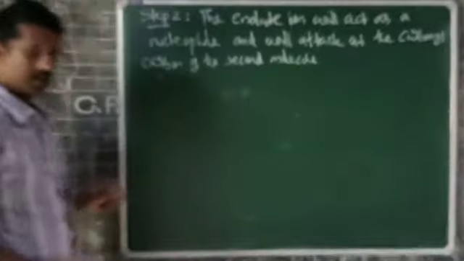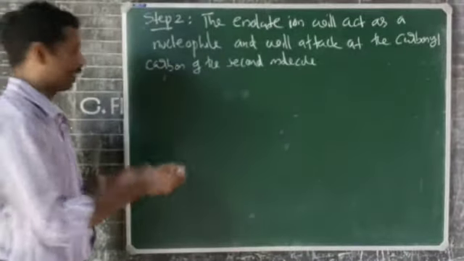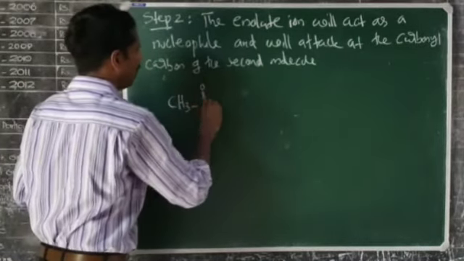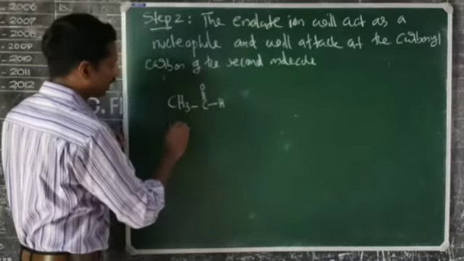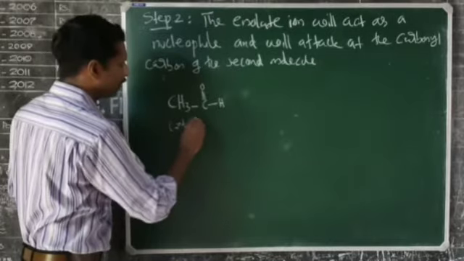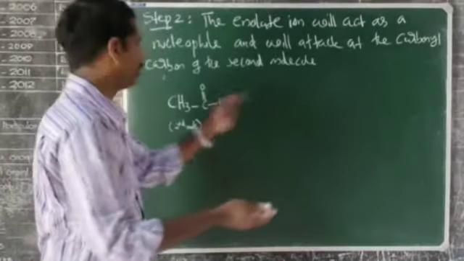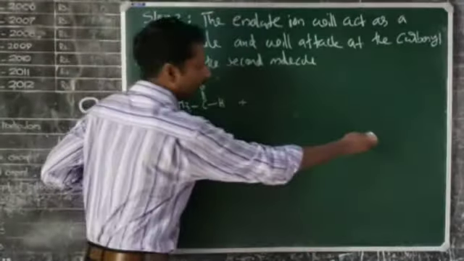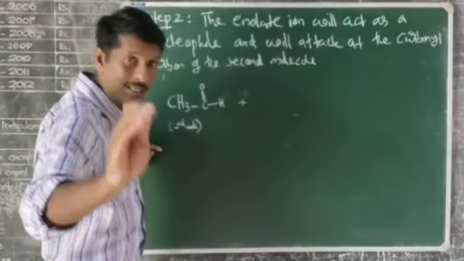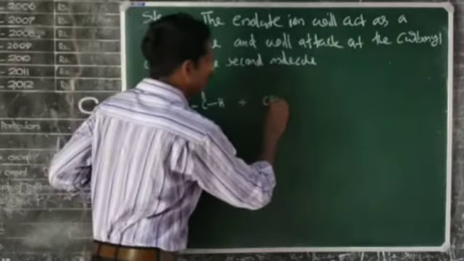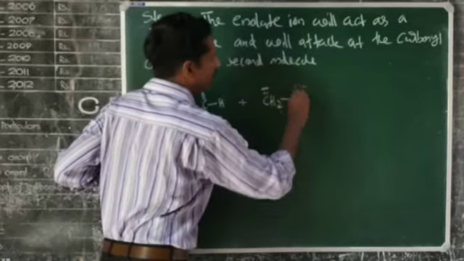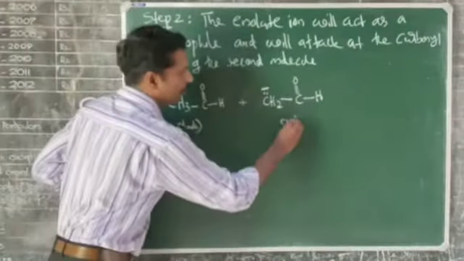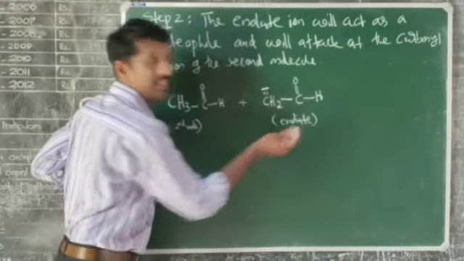Now look at here. I am taking the second molecule of aldehyde, CH3, C double bond O, H. This is our second molecule. The first molecule is changed into enolate ion. Now we are taking the second molecule. This second molecule plus, in the first step we got enolate ion, that I am writing CH2, C double bond O, H. This is our enolate ion, formed in the first step.